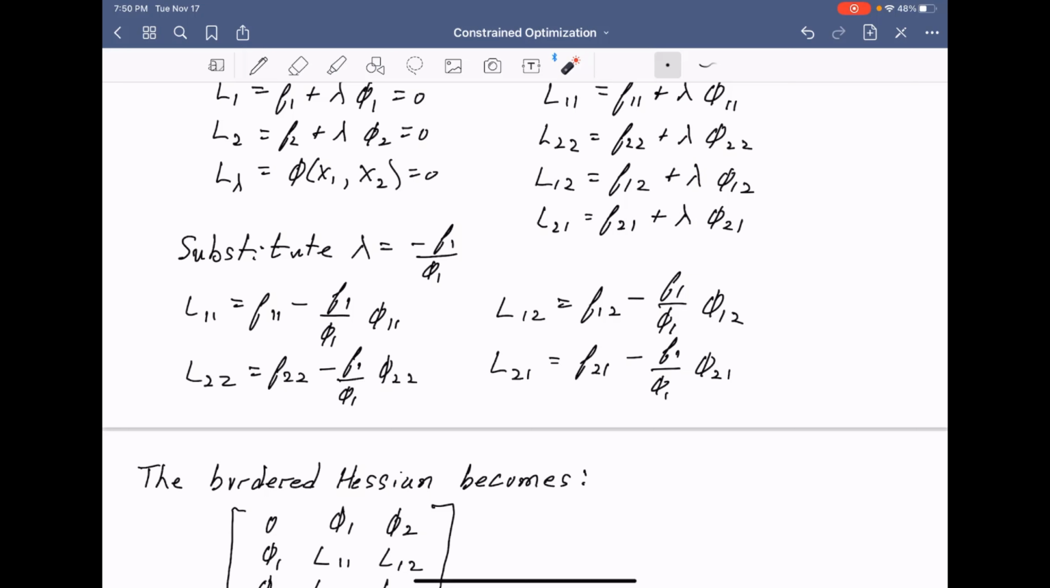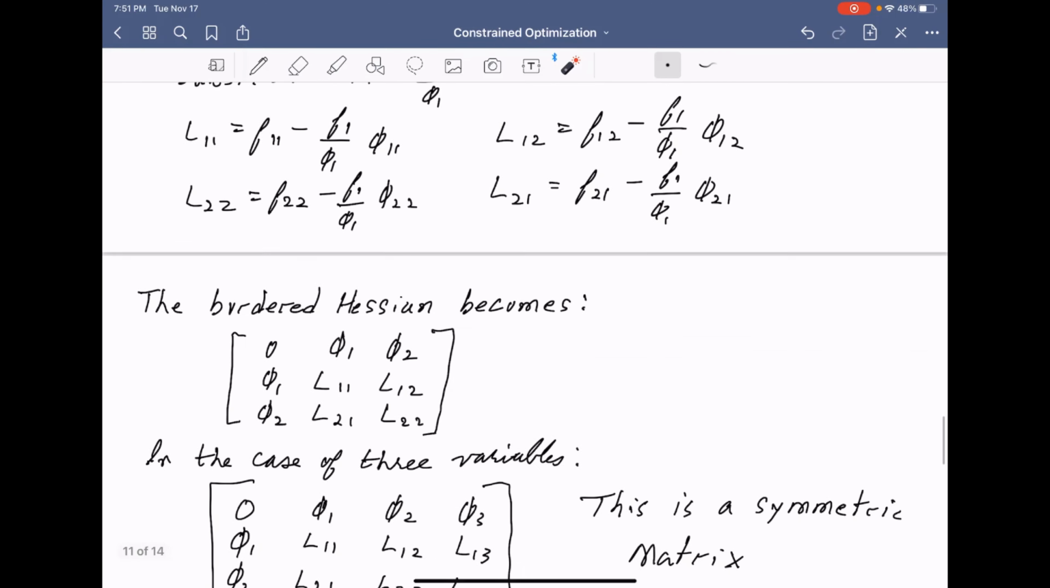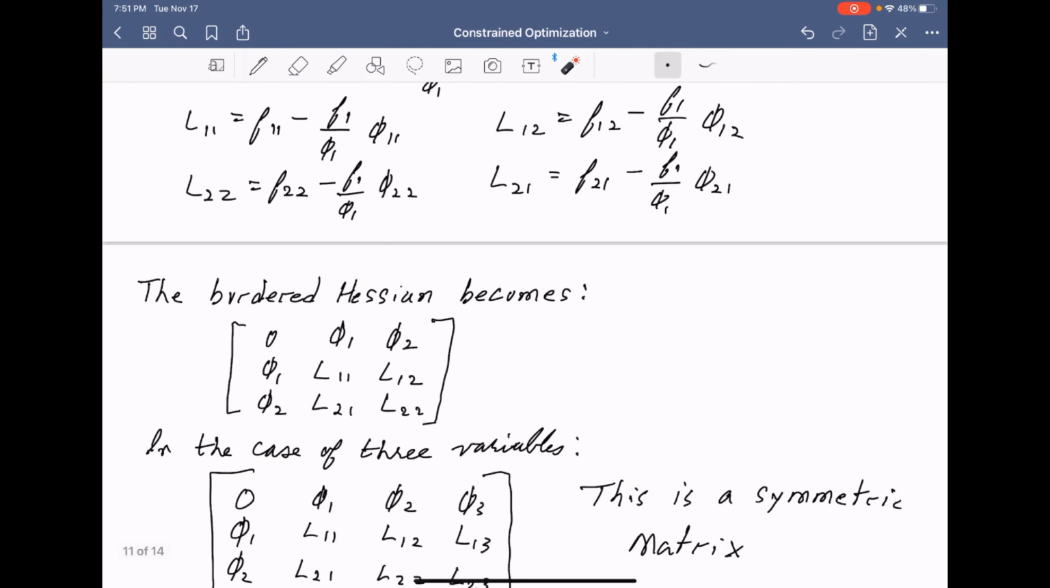the Lagrangian second derivative, partial derivative of the Lagrangian with respect to x1. We get f11 minus f1 over phi1 times phi11. Same thing for the second partial of the Lagrangian with respect to x2, and we get the same kind of results here. Then we get the bordered Hessian, which consists of these borders, and we then substitute these values here, here, here, and here.